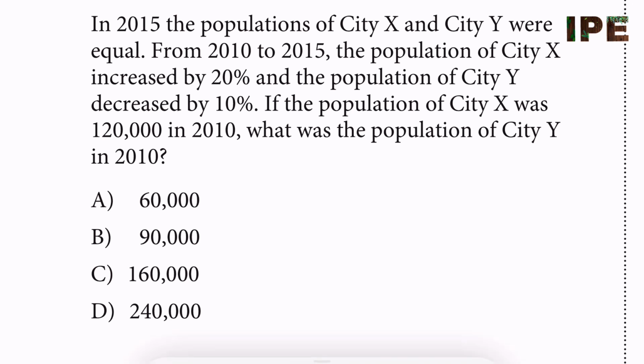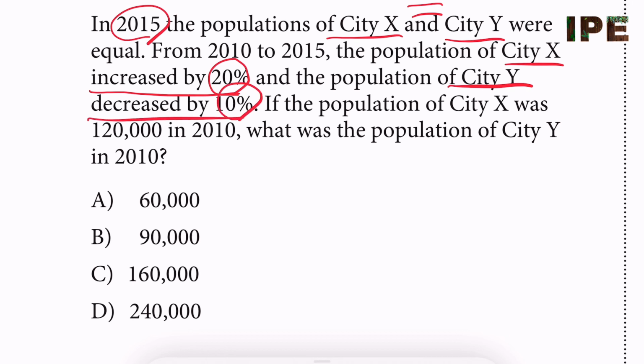In 2015, the populations of city X and city Y were equal. Okay, in 2015, city X's population and city Y's population were equal to each other. From 2010 to 2015, the population of city X increased by 20%. The population of city Y decreased by 10%. If the population of city X was 120,000 in 2010, what was the population of city Y in 2010?